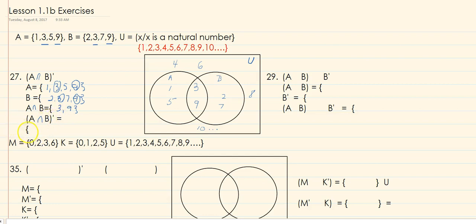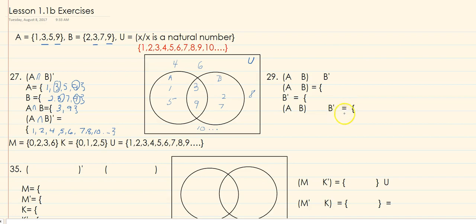So that means that A in intersection with B complement would be the numbers 1, 2, 4, 5, 6, 7, 8, and 10. And everything in this box would be shaded with the exception of the 3 and the 9.